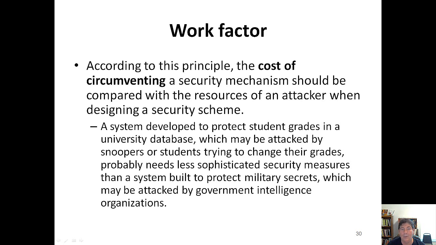Work factor. According to this principle, the cost of circumventing a security mechanism should be compared with the resources of an attacker when designing a security scheme. A system developed to protect student grades in a university database, which may be attacked by snoopers or students trying to change their grades, probably needs less sophisticated security measures than a system built to protect military secrets, which may be attacked by government intelligence organizations.